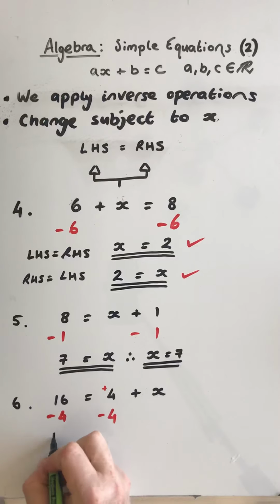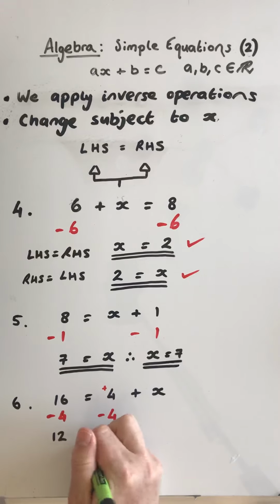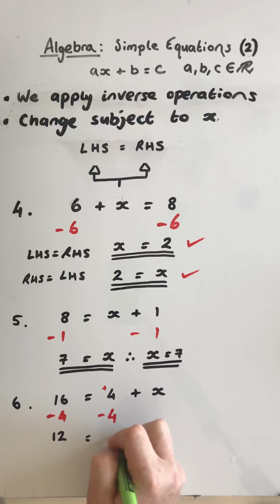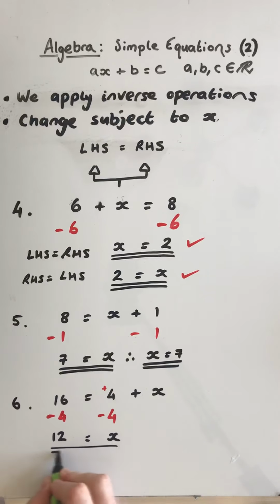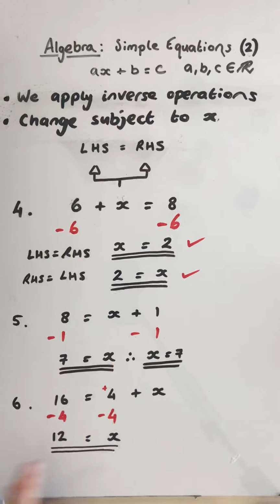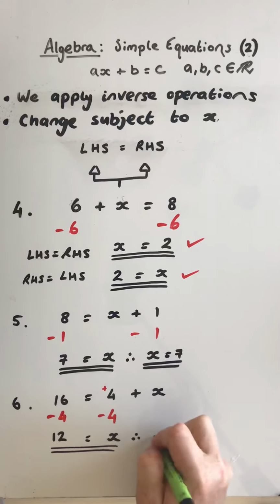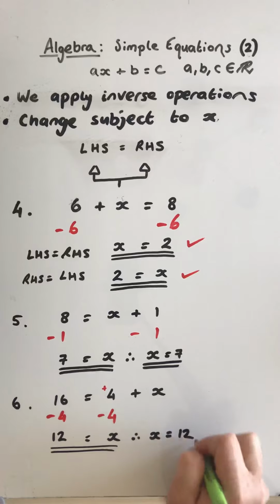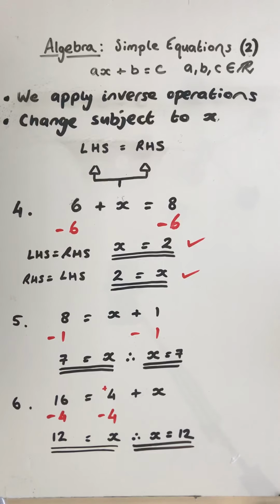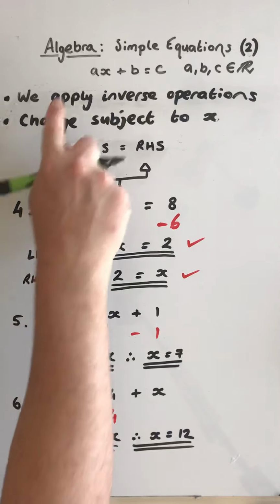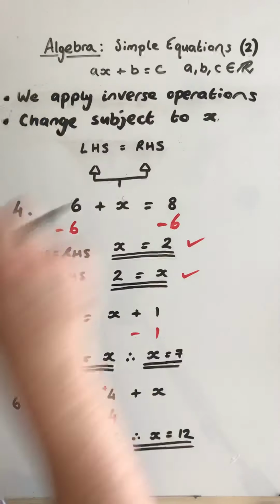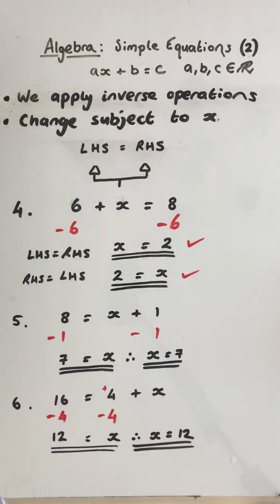16 minus 4 is 12, 4 minus 4 is 0, and we've got x on its own. So x is the subject because the unknown variable is on its own. And then we'll write it, if you wish, as x equals 12. So that was the second video on solving simple equations, which are linear equations of this form. Thanks for watching.